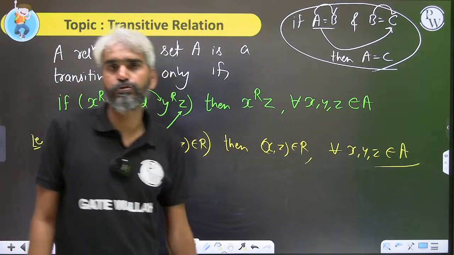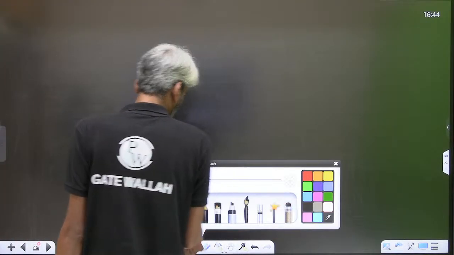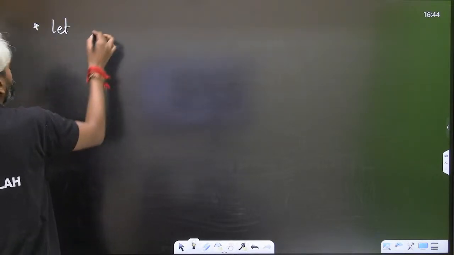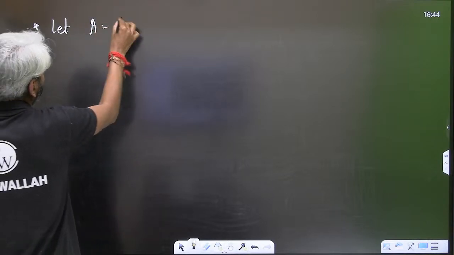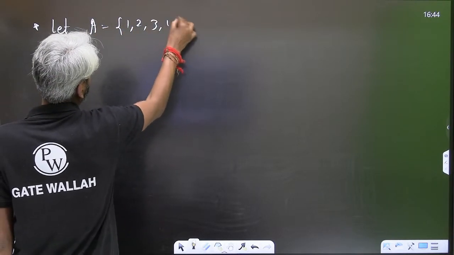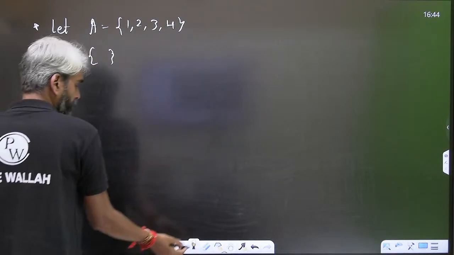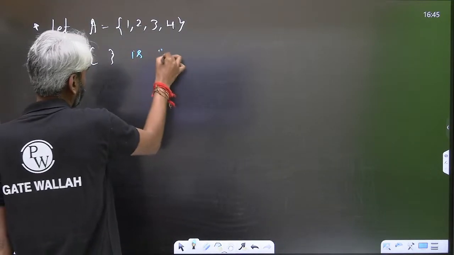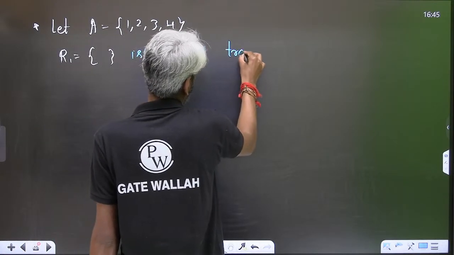Now, please try to understand. It will be difficult to check whether a relation is transitive or not. I'll just give you an example. Assume A equals {1, 2, 3}. The very first thing is, the empty relation is the smallest transitive relation. If the if condition itself is false, you don't need to worry about the then condition.